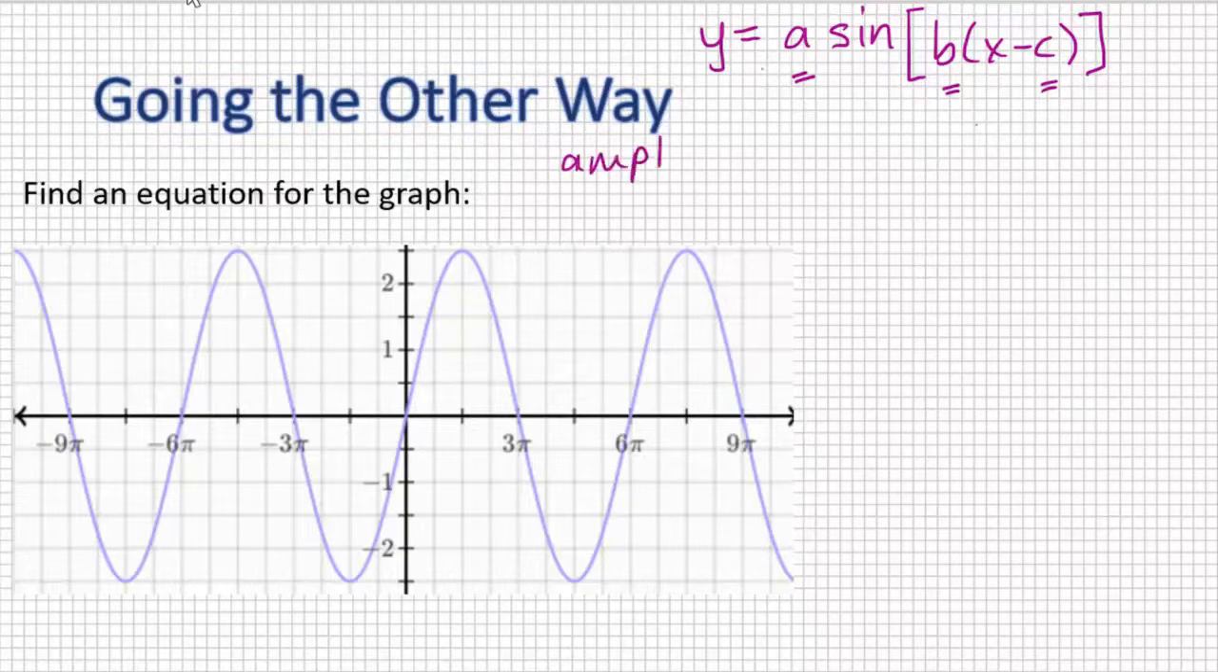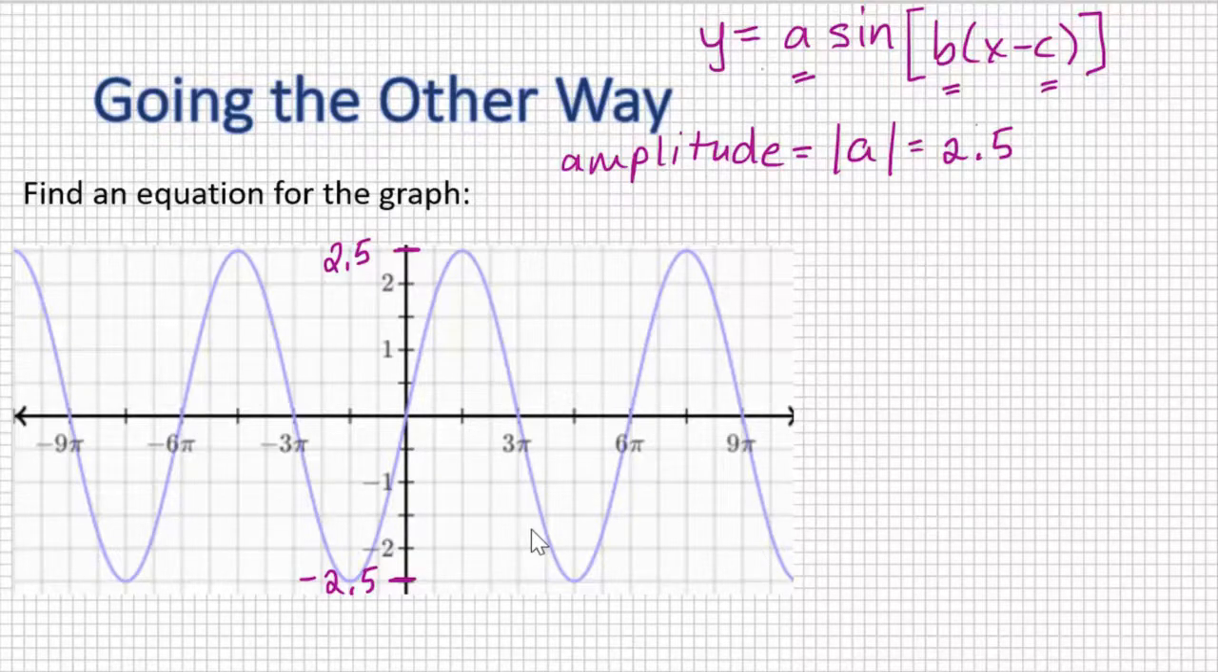Of course, the amplitude is given by the value of a. The amplitude is the absolute value of a. What is the amplitude given in this graph? Well, looking at the y value from the midline to the maximum point, we travel a distance of 2.5, and from the midline to the minimum point, a distance of negative 2.5. So the absolute value of a is 2.5. We'll likely be able to use positive 2.5 in our answer.